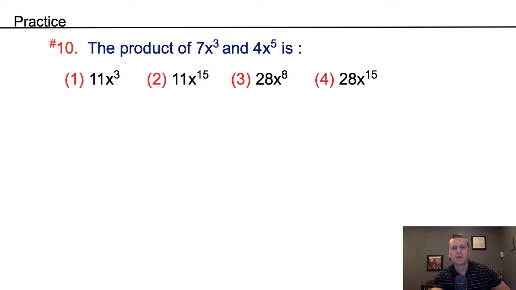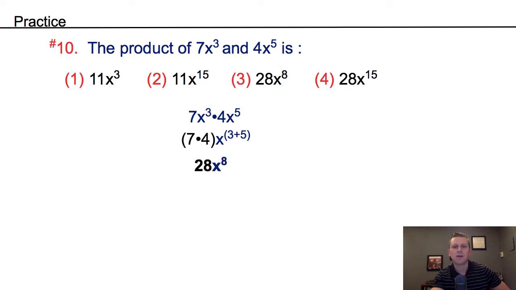When we multiply terms with the same base, you add the powers. However, 7 and 4 are not bases of exponentials, so those actually get multiplied. So here I can write the product. I'll take 7 times 4 and add 3 plus 5, and I'll get 28x to the 8th.